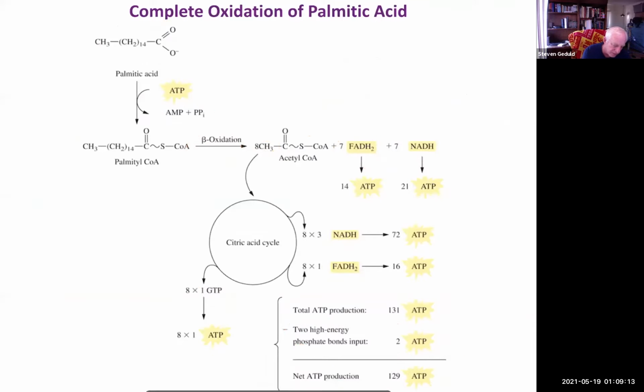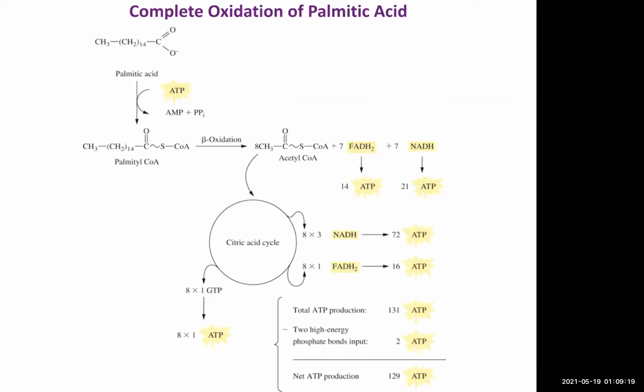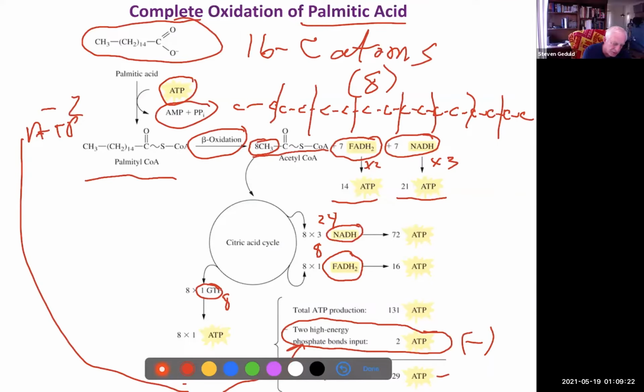So for every turn we have here, it's going to produce 24 NADHs, and then times 3, which gives you 72 ATPs. FADH2 is times 2, GTP is times 1. Okay, so we add that together. We've got 14 from this FADH2. We have got 21 from these NADHs formed when they cleave the bonds.